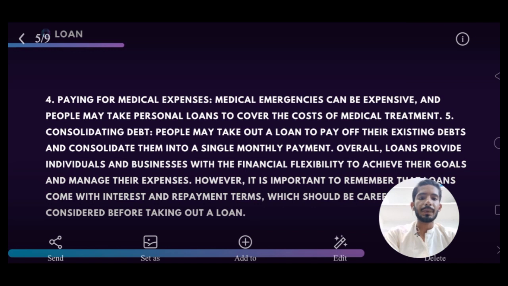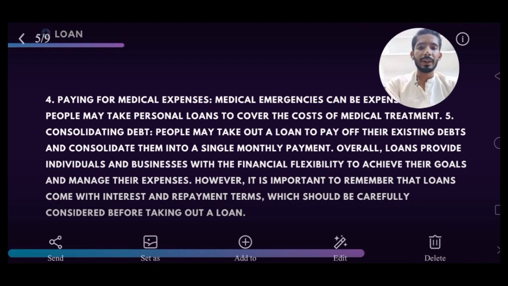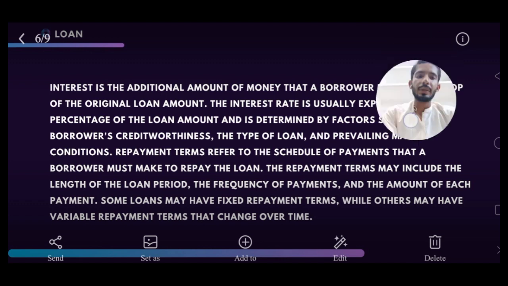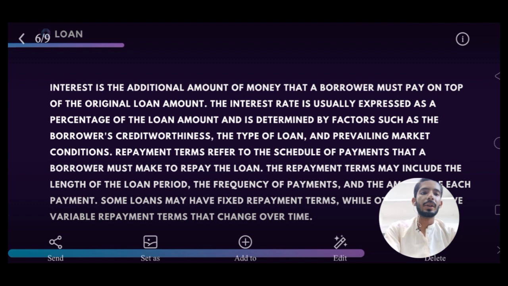Overall, loans provide individuals and businesses with financial flexibility to achieve their goals and manage their expenses. However, it is important to remember that loans come with interest and repayment terms, which should be carefully considered before taking out a loan. Interest is the additional amount of money that a borrower must pay on top of the original loan amount. The interest rate is usually expressed as a percentage of the loan amount, and it is determined by factors such as the borrower's creditworthiness, the type of loan, and prevailing market conditions.